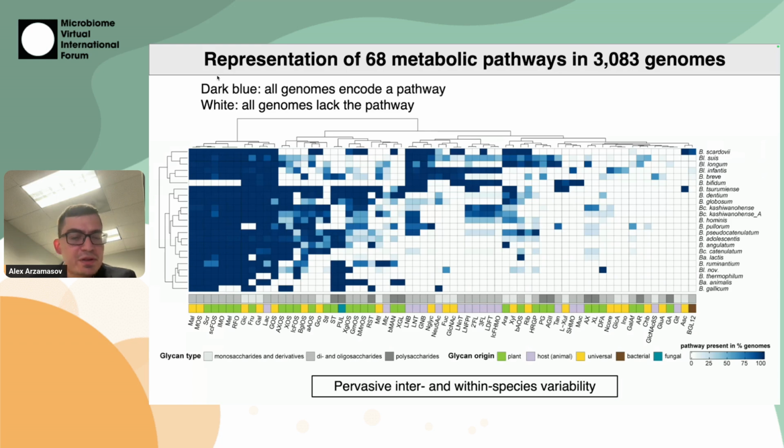But also, there's a lot of variability at the level of strain. Essentially, many pathways are not conserved within a species or subspecies. And it tells us that at the level of strain, there can be a lot of metabolic tuning. Essentially, some strains can do way more than other strains, but still belong to the same species.